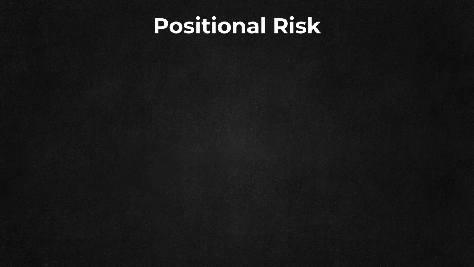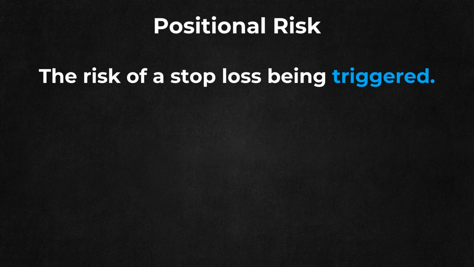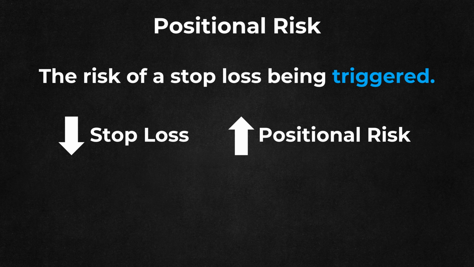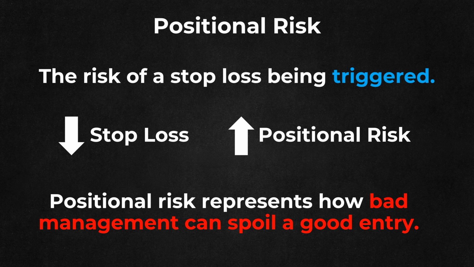The second type is positional risk. This is a slightly less obvious type of risk, but a very important one. Positional risk is the risk of a stop loss being triggered. The closer the stop is to the entry, the higher the positional risk, because market noise can end up triggering the stop loss, even if the trader is correct about the future market direction. Positional risk represents how bad management can spoil a good entry. Imagine being right about the direction of the market, but being stopped because you placed the stop loss in the wrong place. Positional risk can also be understood from the point of view of the target.